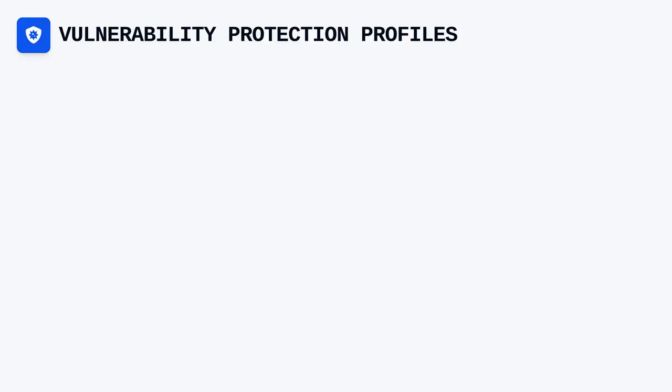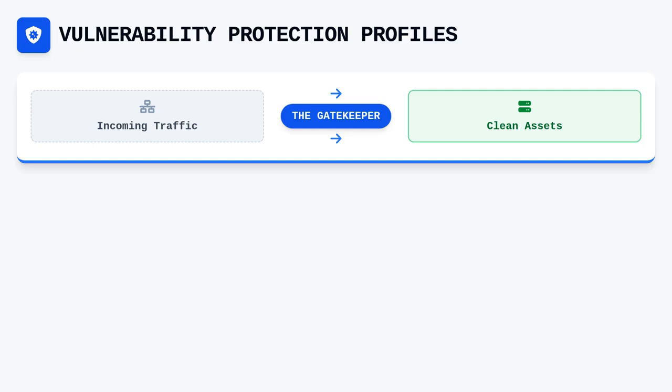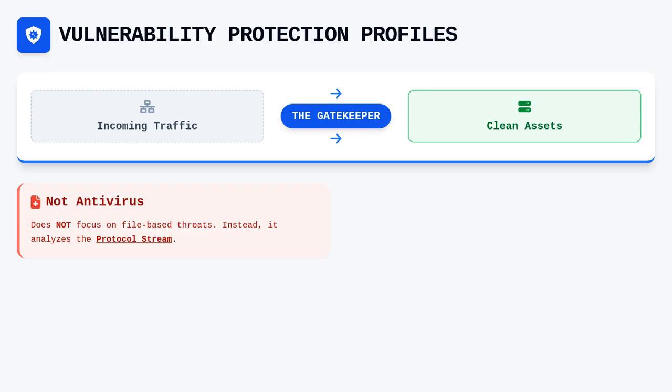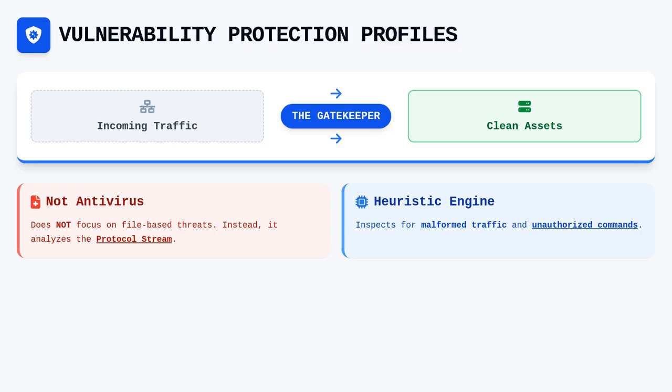Vulnerability protection profiles act as a critical gatekeeper for traffic traversing your network, specifically targeting known software exploits that aim to compromise client machines or enterprise servers. Unlike antivirus signatures that focus on file-based threats, vulnerability signatures inspect the protocol stream for malformed traffic or attempts to execute unauthorized commands on vulnerable systems. When you configure these profiles, you are essentially defining a rigorous heuristic against which all packets are measured.